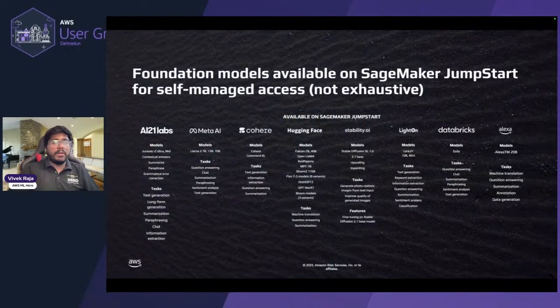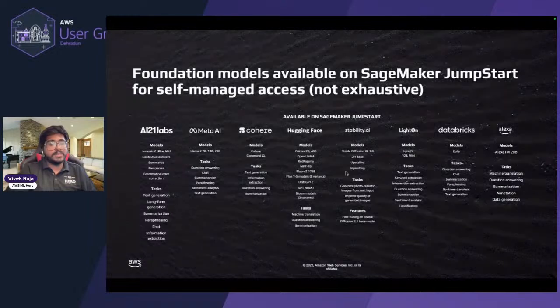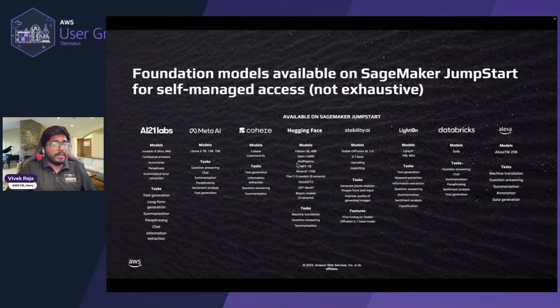Okay, so what foundation models are available? There are a lot. Meta has AI21 and Hugging Face has a lot as well, like Falcon 7B, which means it has 7 billion parameters. Databricks, Alexa, as well as Amazon has Titan and other stuff. So you can use and leverage these from JumpStart, and you can easily manage them as well.